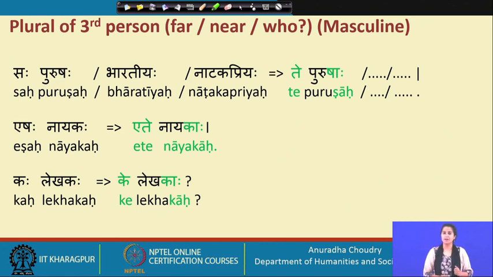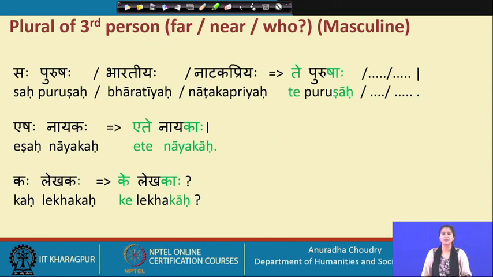Excellent. The next one, eshaha nayakaha, meaning actor. Eshaha becomes ete. And we know the plural for nayakaha, it is nayakaha. So, eshaha nayakaha, ete nayakaha. And then the question, kaha lekhakaha, or the writer. So, kaha becomes ke.